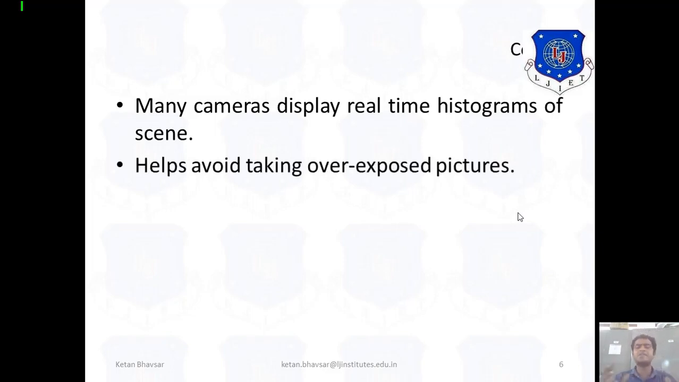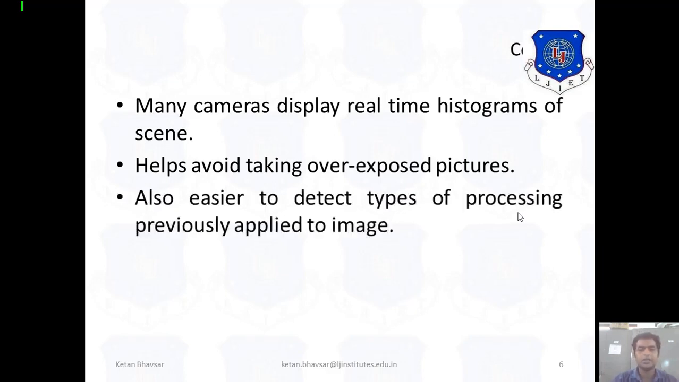Whenever you try to capture an image, the graphical representation gives you guidance and helps you take a properly exposed or limited-exposure picture, because you can identify the darker and brighter portions whenever you capture the frame or real-time data from your smartphone. It is also easier to detect the type of processing previously applied to an image.